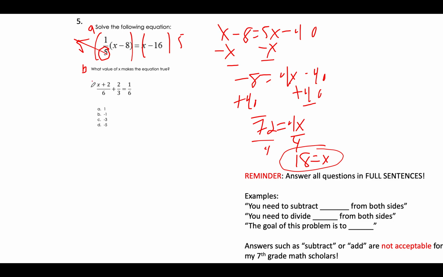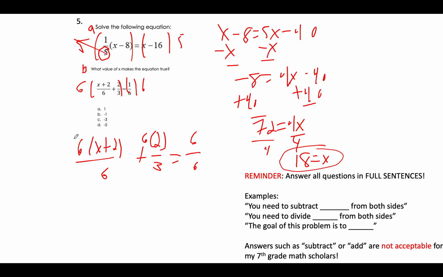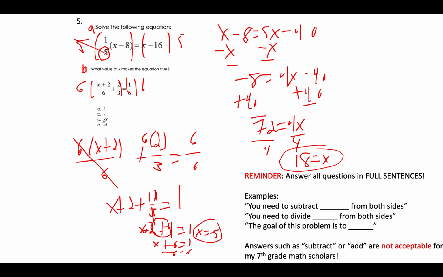Alrighty, this one we're going to multiply both sides by 6. The least common multiple is going to be 6. We're going to get 6 times x plus 2 over 6, plus 2/3 times 6, equals 6 over 6. If you can see here, these actually will cancel out. So we'll get x plus 2, plus 12 over 3, equals 6 over 6, which is just 1. 12 over 3 is going to be 4. Combine like terms. x plus 6 equals 1. Then we subtract 6 from both sides. We get that x equals -5. And that's going to be D.